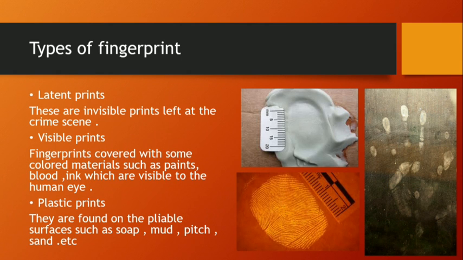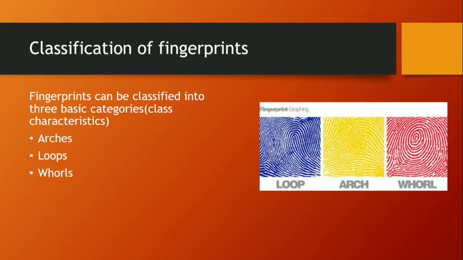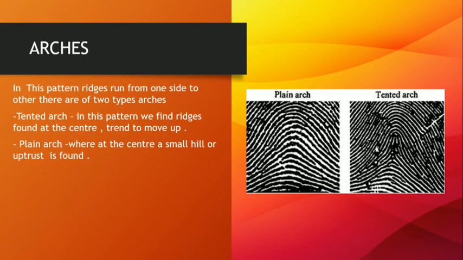Fingerprints can be classified into 3 basic categories: arches, whorls, and loops. So, what are arches? Arches are patterns where the ridges enter from one side of the pattern and exit from the other side. Basically, there are 2 types of arches: tented arch and plain arch. So, what is a tented arch? In a tented arch, an upthrust is found, whereas in a plain arch, a small hill or a small upthrust is found.